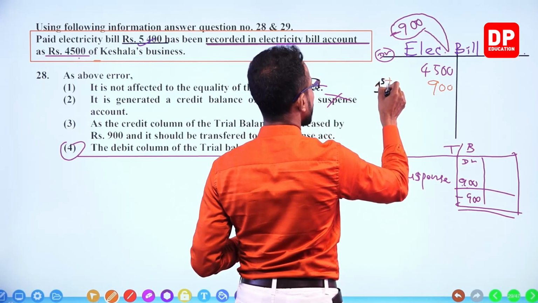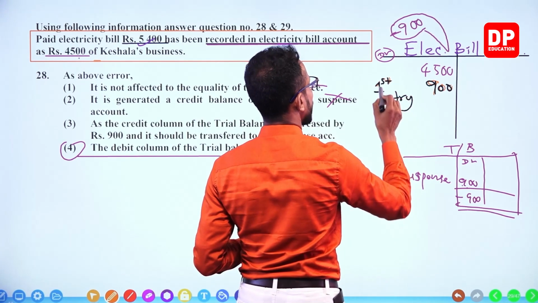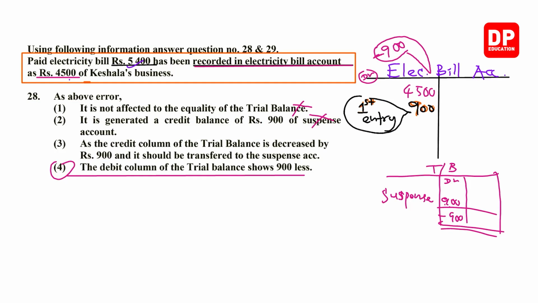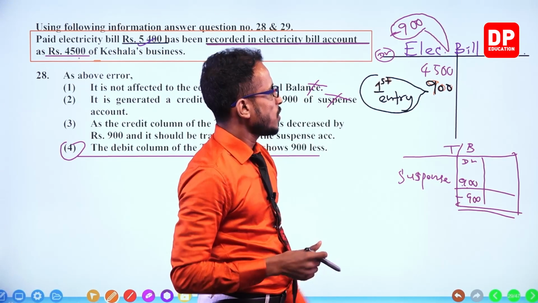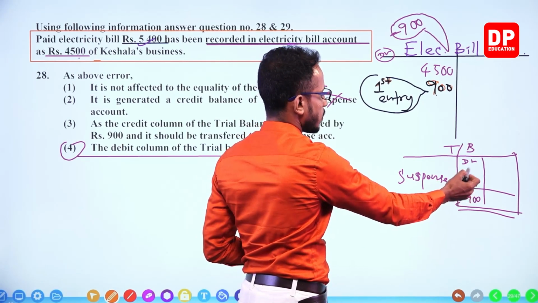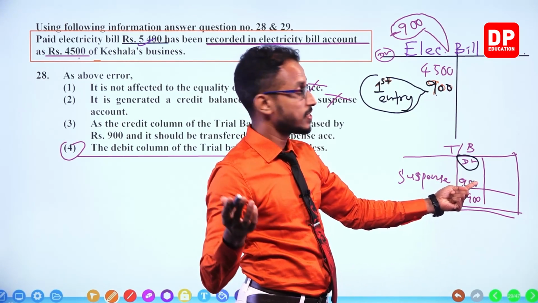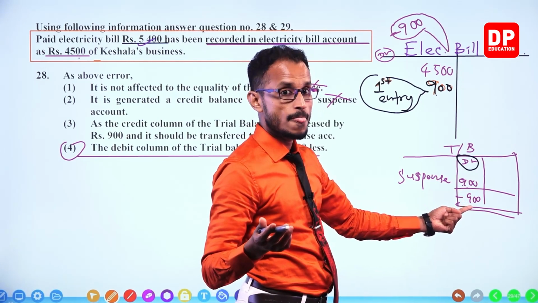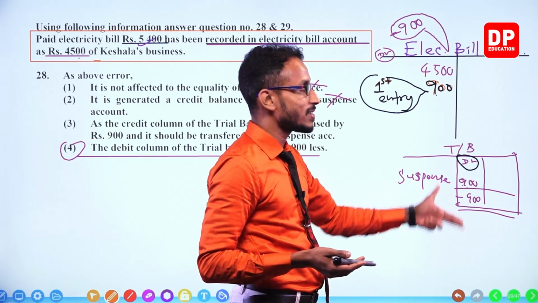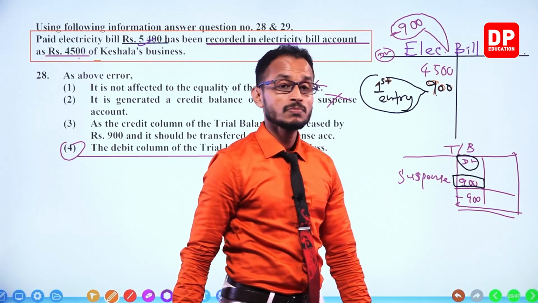Enter 900 to the debit side, first entry. So electricity bill account, debit 900. Nowhere else, when you enter electricity bill account 900, the debit column of the trial balance has the lesser 900. So suspense account is entered with 900 to the debit side.